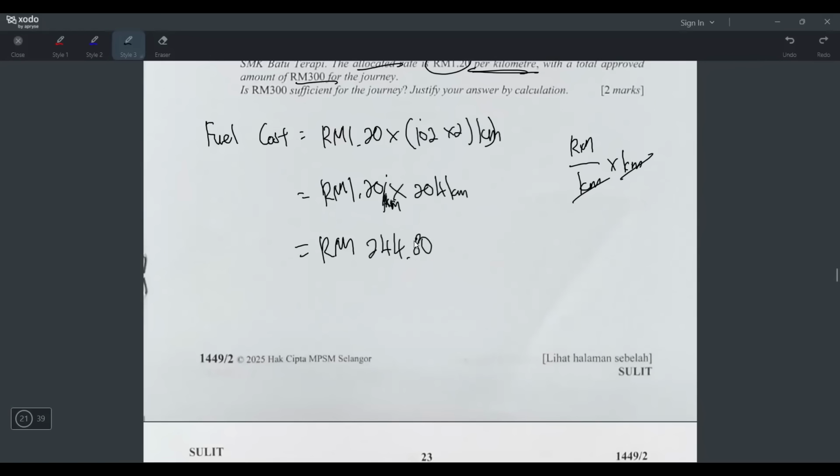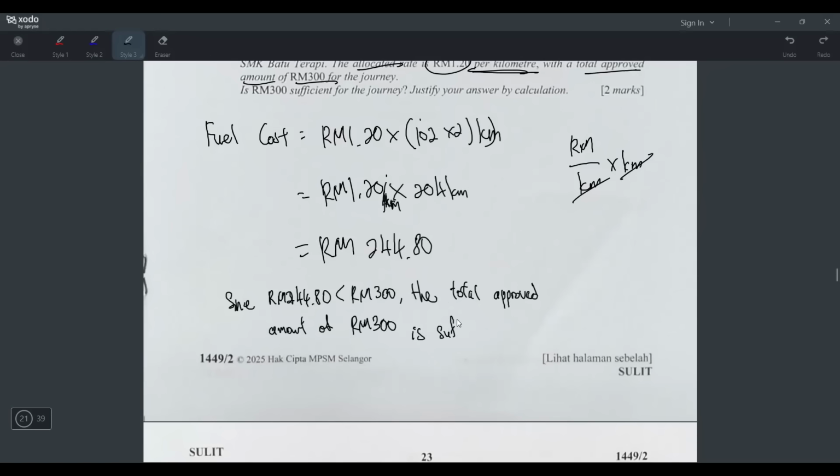Okay, let me double check. 1.2 times 204, yeah, correct. So now, is 300 sufficient for the journey? This one is less than 300, right? So yes. Since RM 244.80 is less than RM 300, therefore the total approved amount of RM 300 is sufficient for the journey.